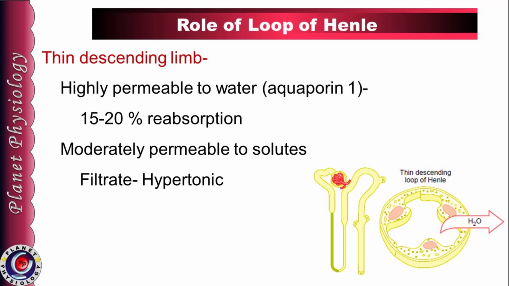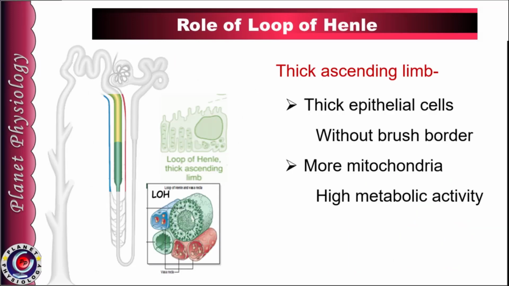This segment is moderately permeable to solutes and is concerned with passive reabsorption of solutes, but it is very negligible. Since this segment mainly reabsorbs water but very little solutes, the filtrate becomes concentrated as it moves towards the tip of loop of Henle. Now coming to the thick ascending limb of loop of Henle, epithelial cells lining the thick ascending limb are thicker, they lack brush border and possess more mitochondria, indicating their role in active solute reabsorption.